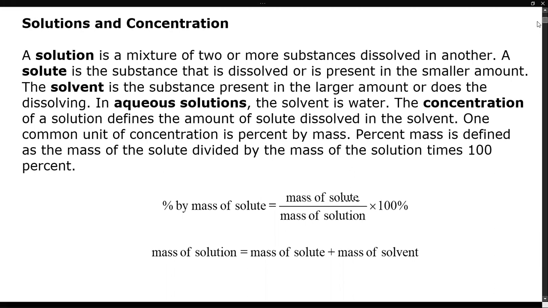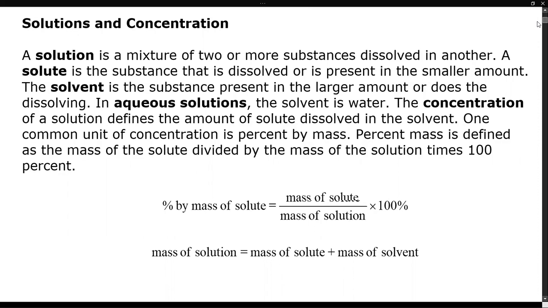A solution is a mixture of two or more substances where at least one of those substances is dissolved into another substance. The solute is a substance that is dissolved or is present in a smaller amount. The solvent is a substance present in a larger amount or does the dissolving. You can have more than one solute per solvent. That is, I could dissolve salt into water, for example, and that would be a solution where salt is the solute and water is the solvent.